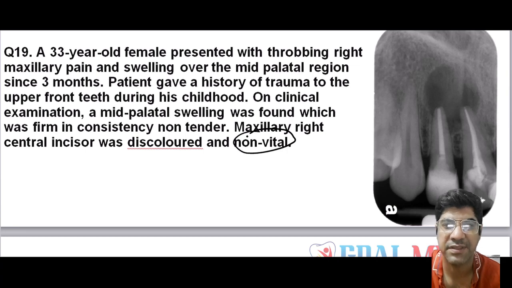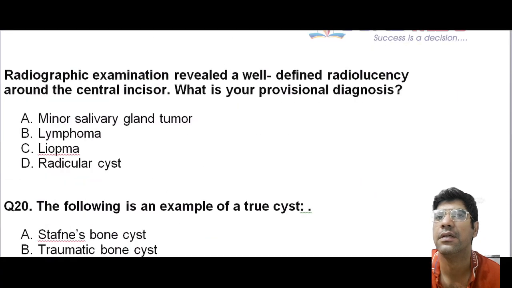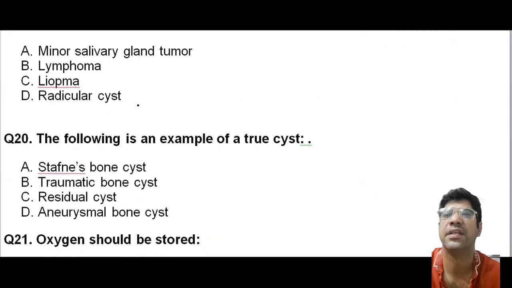The radicular cyst has a well-defined radiolucent area as seen in the radiographic image. It develops as a result of pulp trauma or infection, and we can see a well-defined radiolucency in the radiographic image. So the answer is radicular cyst.